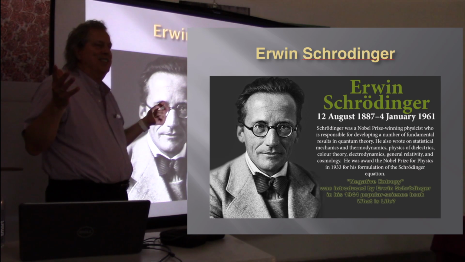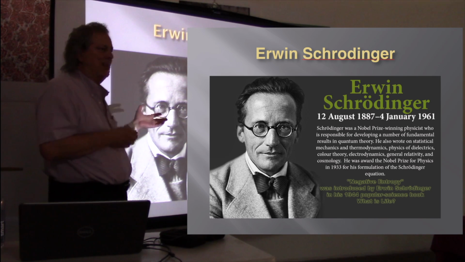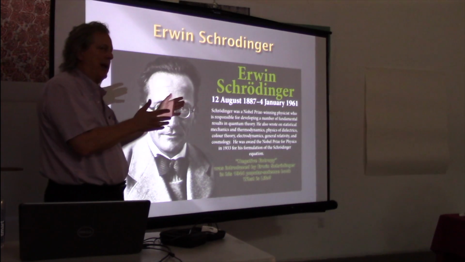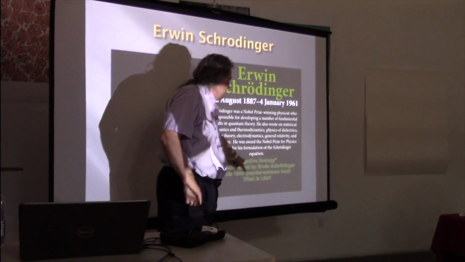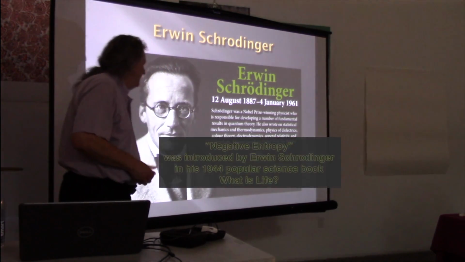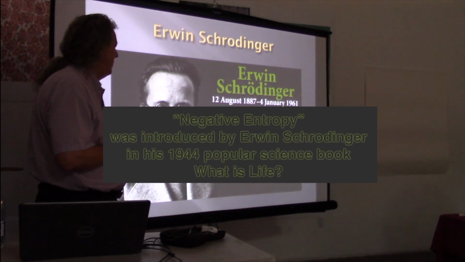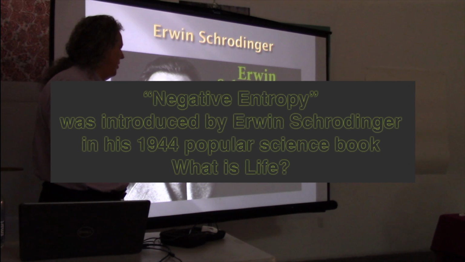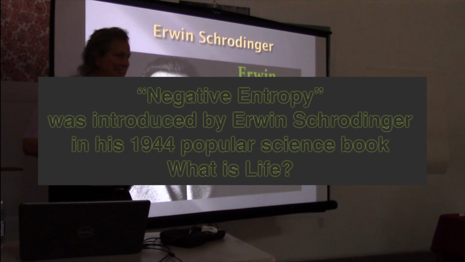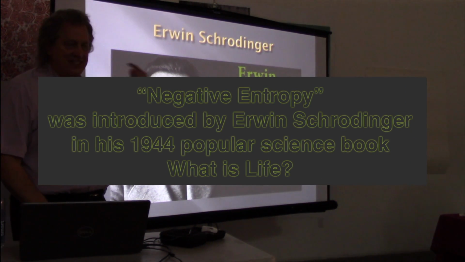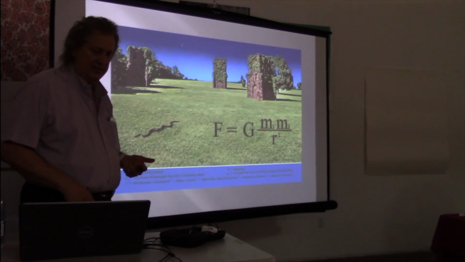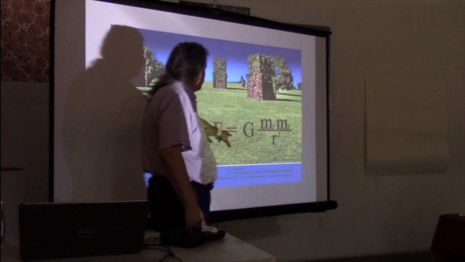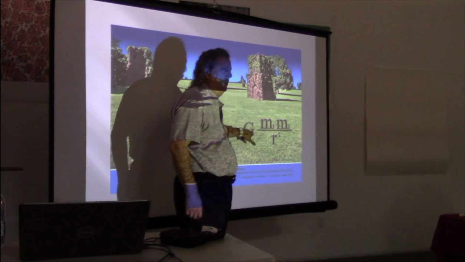That's probably the most famous thing that's been associated with him, and that's another rabbit hole that we won't get into. But what's important to us is this concept of negative entropy. Negentropy was introduced by Schrödinger in his 1944 popular science book, What is Life? Because life is the fight against entropy, negentropy. So in our piece, we're using negentropy here.